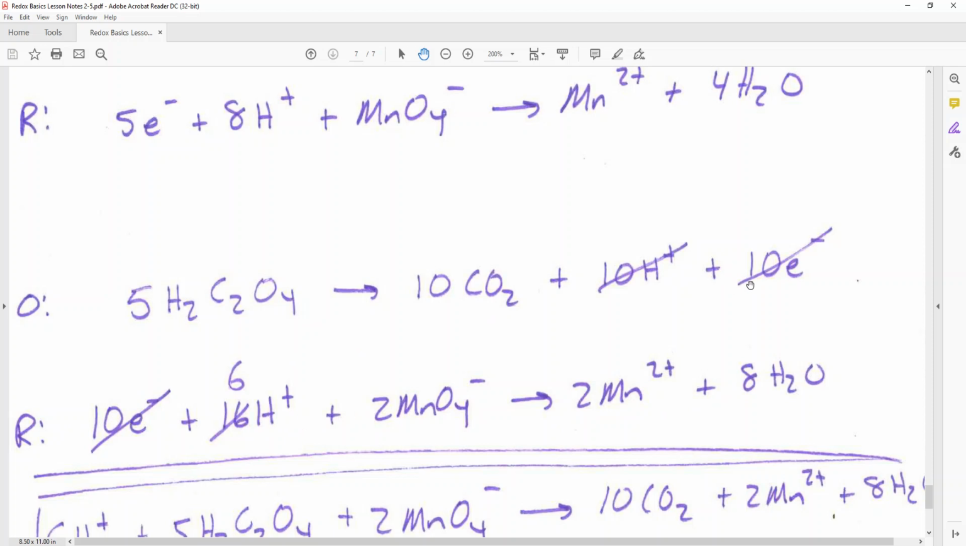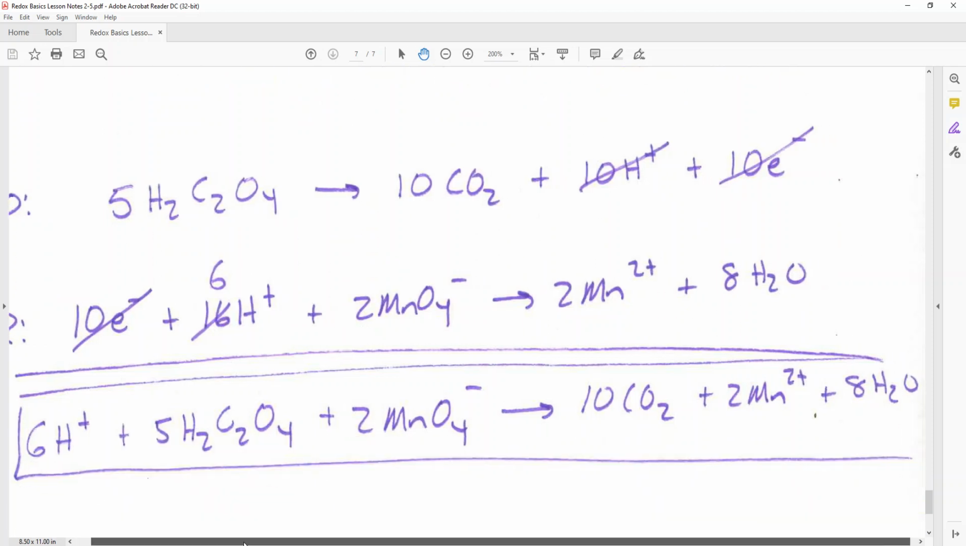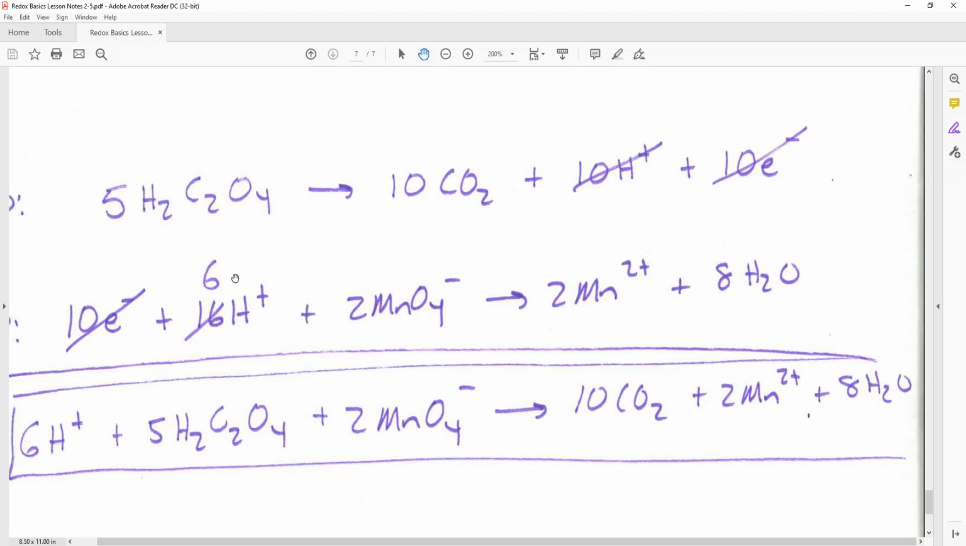So the electrons completely cancel, but let's notice that that's not the only thing that cancels. I have 10 H pluses here and I have 16 H pluses here. So the 10 H pluses will go away and this 16 will become a 6. And sometimes waters will cancel. That doesn't happen in this case, but sometimes you might have some waters that cancel. Then we just add everything. We have 6 of these plus 5 of those plus 2 of these, everything on the left side of the arrow, and then everything on the right side of the arrow. So this would be our balanced reaction.